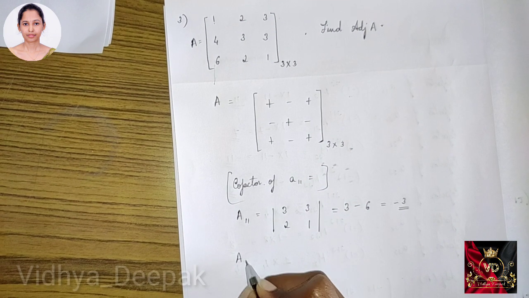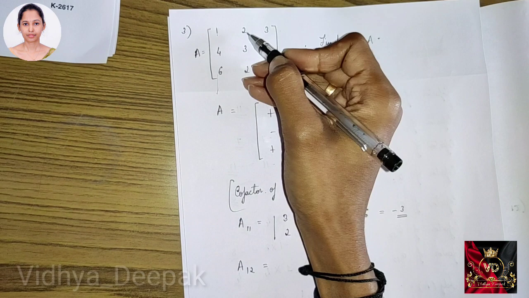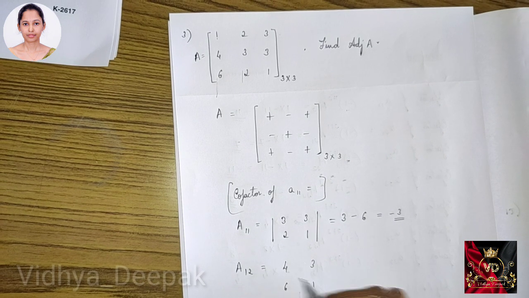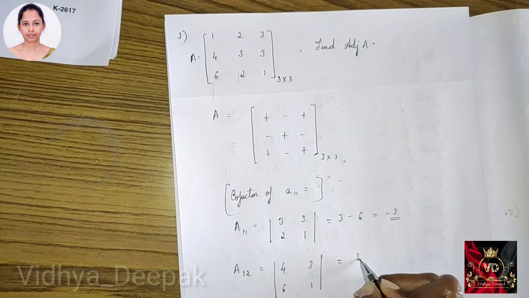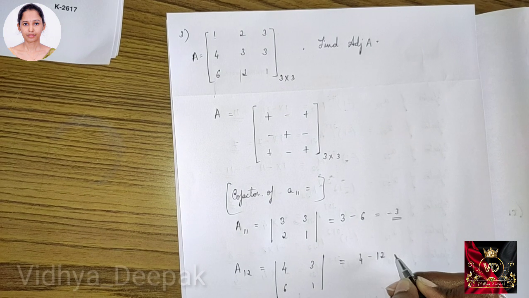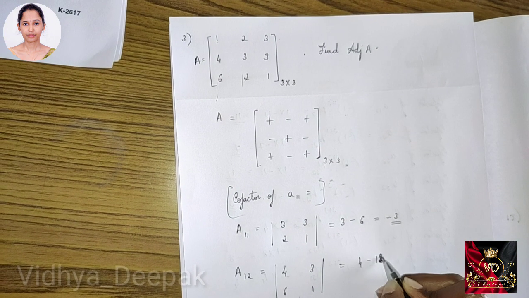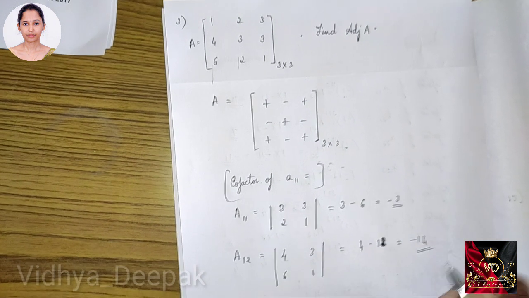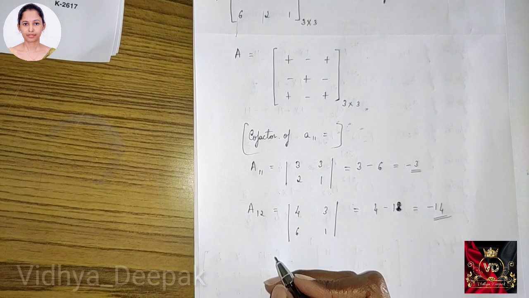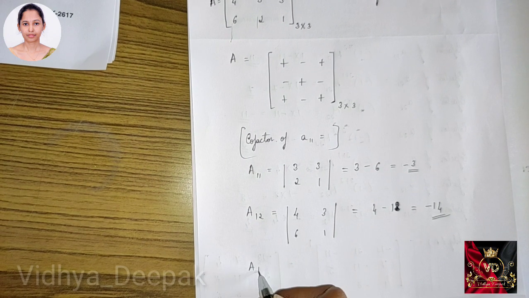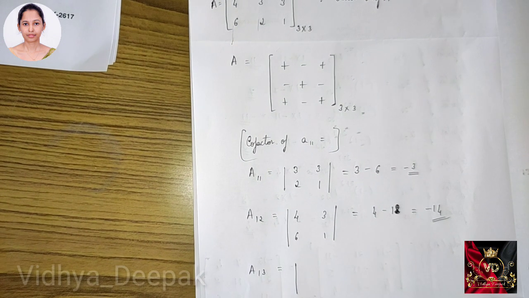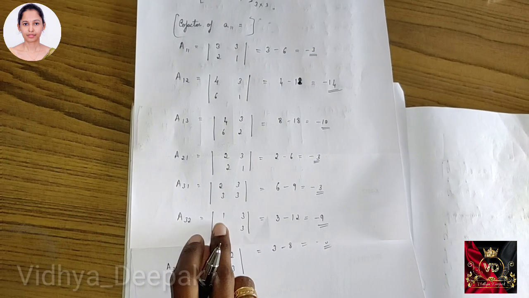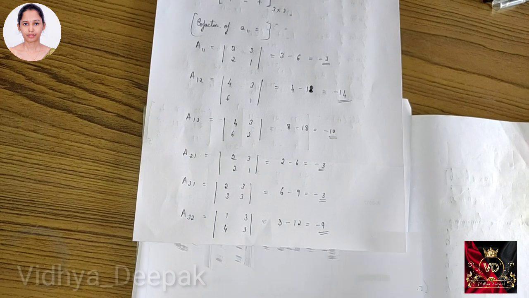So likewise, again A12. So this is the element. We are deleting this row and this column. We get 4, 6, 3, 1. So we have 4 minus 6, 3 is 18. So what do you get? Minus 14. So A13, it goes on like this. Try it. Okay, here I have found all the elements now.